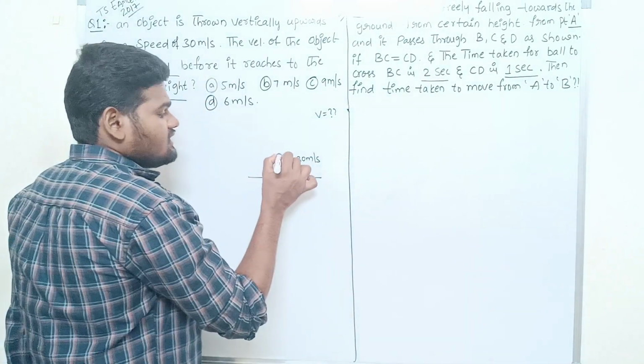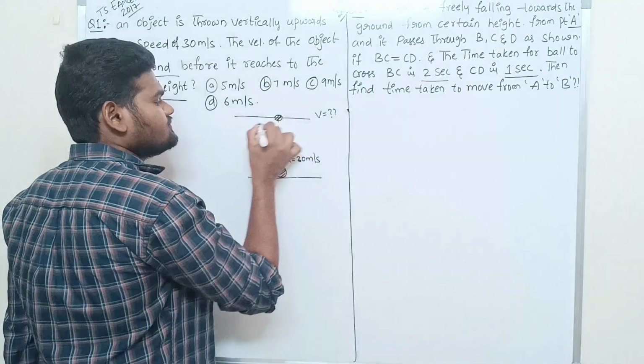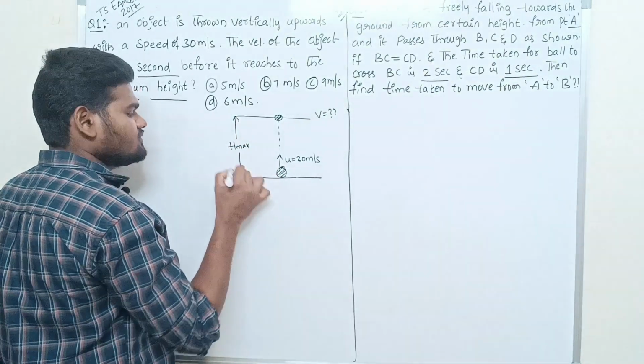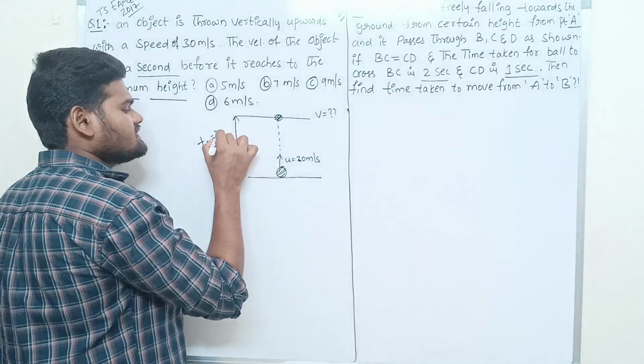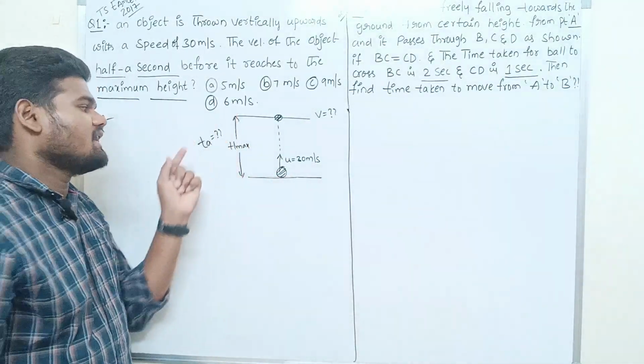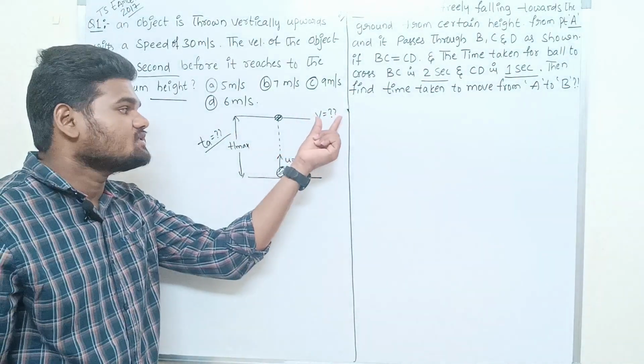That means the time taken by this upward projected body to reach the maximum height is called what? Time of ascent. Time of ascent means the total time taken by this object to reach maximum height. What are they asking? They are asking to find the velocity.